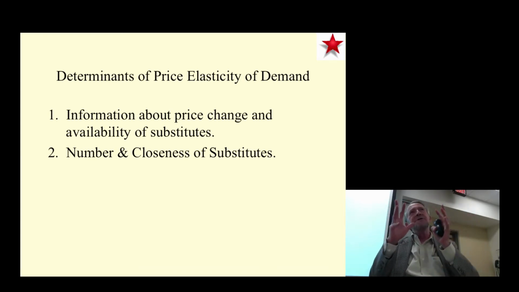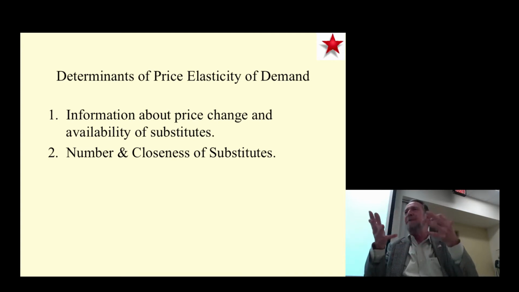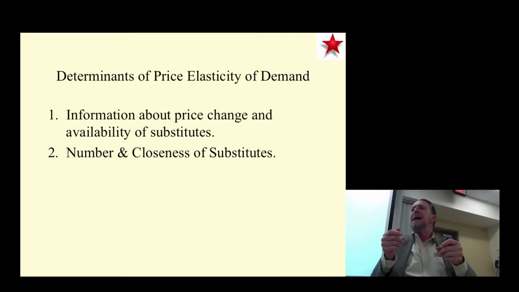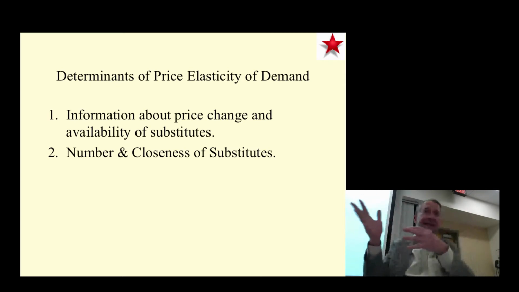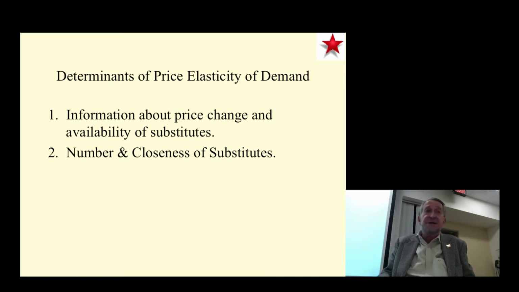So the more close substitutes there are, the more people would be responsive to a change in price. Take Domino's and Little Caesars. They're really close substitutes, right? So a rise in price would lead to a big shift in quantity demanded.